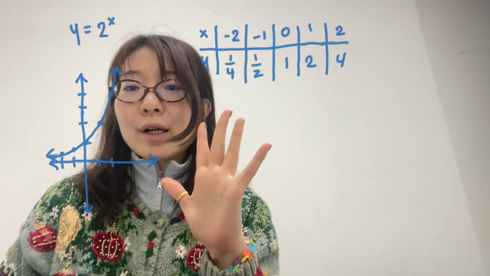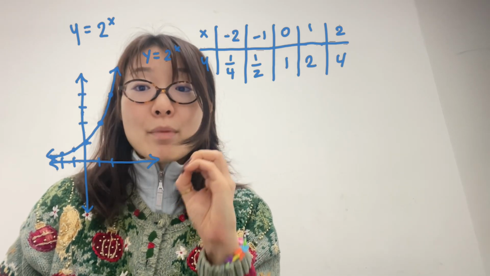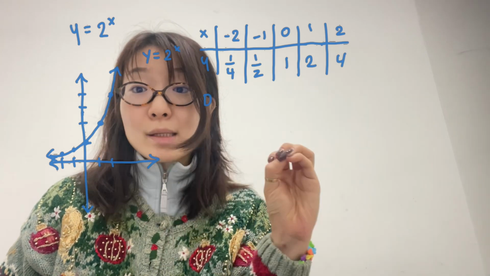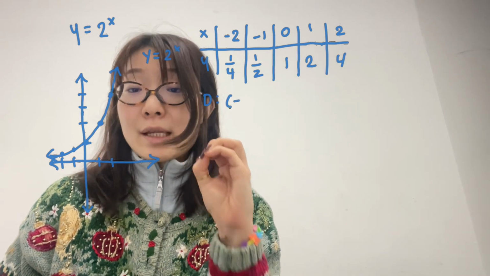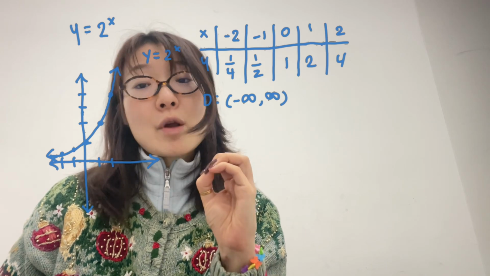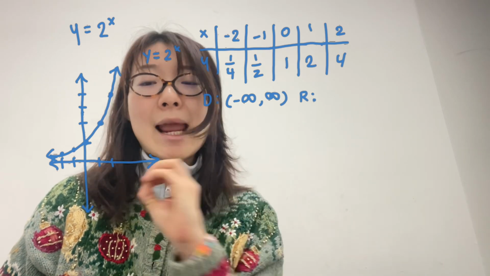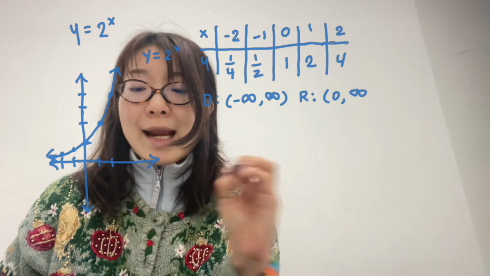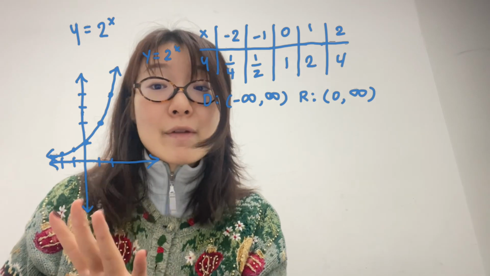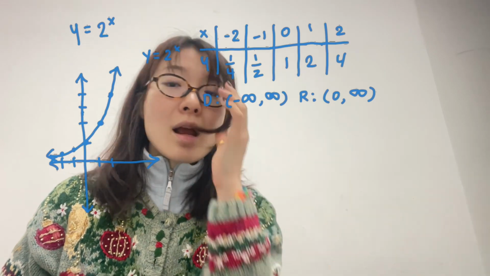And if you take a look at our domain, remember domain is all the possible values of x for this particular function. What we'll notice is that we could literally plug in any sort of real number, right? So our domain is negative infinity to positive infinity.